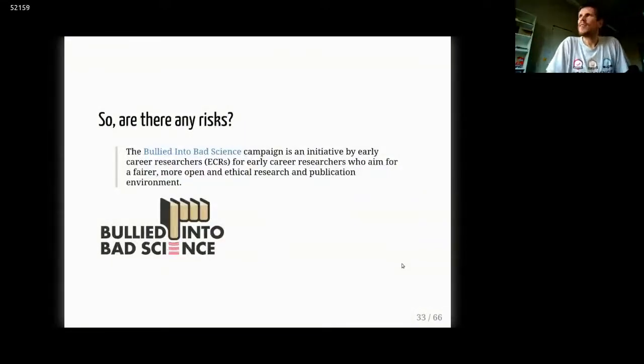Are there any risks? Well, I wouldn't say there are risks of being an open researcher, but wanting to do open research can sometimes lead to difficult situations where some researchers, and we have collected some testimony as part of the Bullying to Bad Science campaign, sometimes feel bullied because they can't express their desire of being open as they wish. So yes, these things exist. I don't think they're actual risks in terms of career, but it's not always the easiest path.